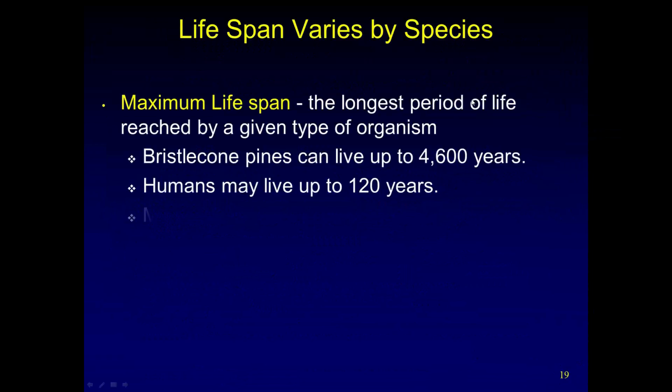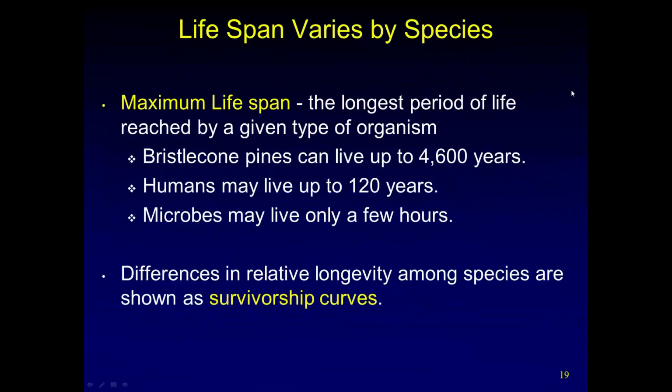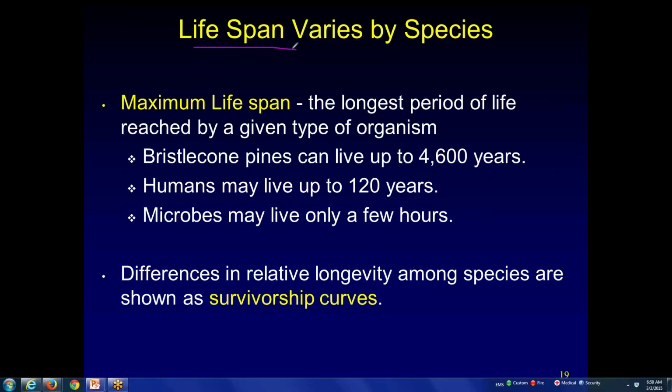Now, you can see we mentioned several times, as we discuss death rates and immigration, emigration, etc., that lifespan is a big factor. It's going to vary greatly by species. Species are genetically wired to live a certain length of time. The maximum lifespan is the longest period of life reached by a given type of organism. So bristlecone pines, 4,600 years. At least in recorded history, documented, we have humans living up to about 120 or slightly over 120 years, although you hear all kinds of different claims out there. And then microbes may only live a few hours.